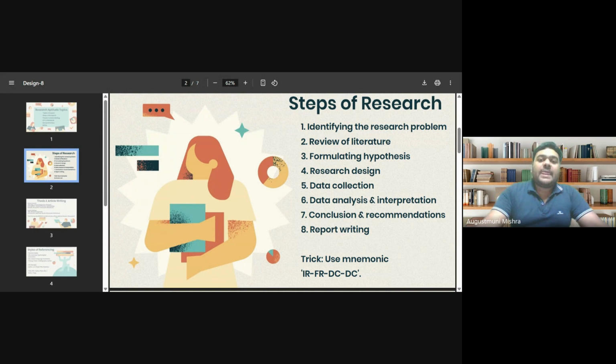Now we have to understand two more important things about the hypothesis, then we can move to the next part. The first one is the null hypothesis. These are the concepts of hypothesis: the first one is null and another one is alternate.